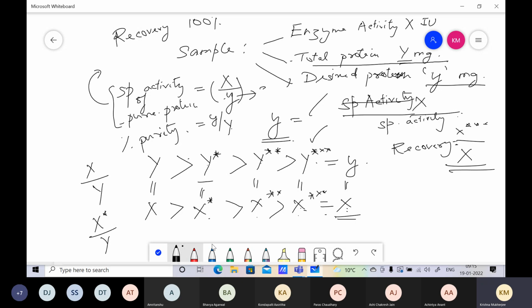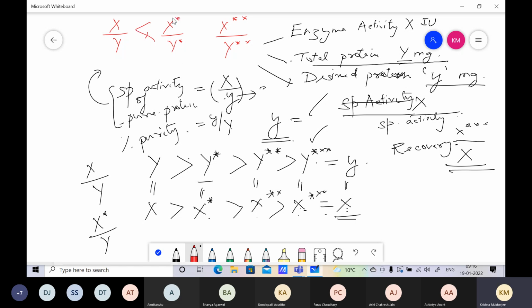Sorry, let me rub it out here and write it carefully. So at every point, the specific activity is given by x by y and x star by y star and x double star by y double star, and so on and so forth. And notice that x by y is the specific activity of this sample, not of the pure protein but of the sample, which is of course lesser than the pure protein x. So interestingly, this will be less.